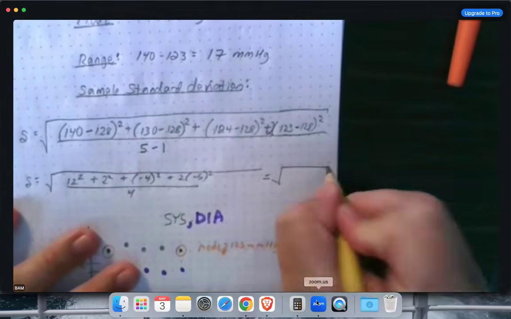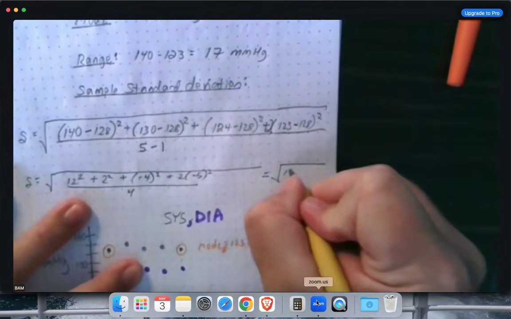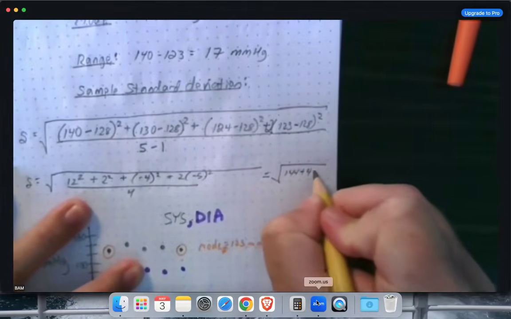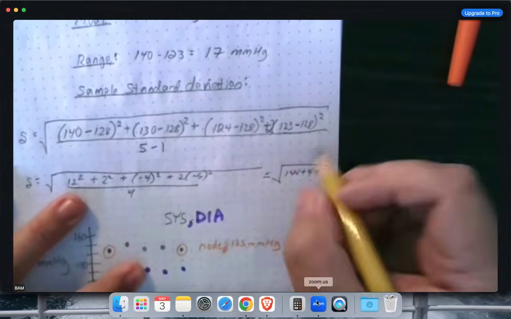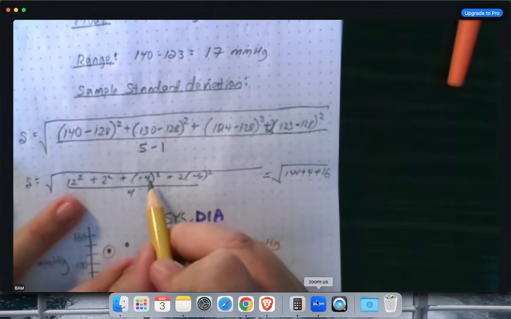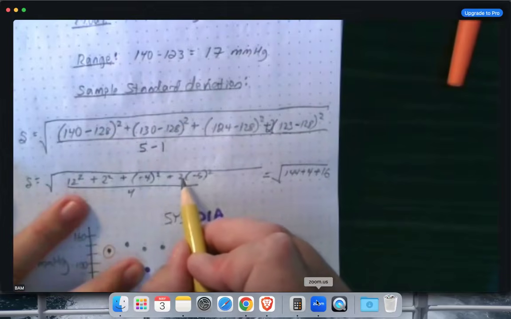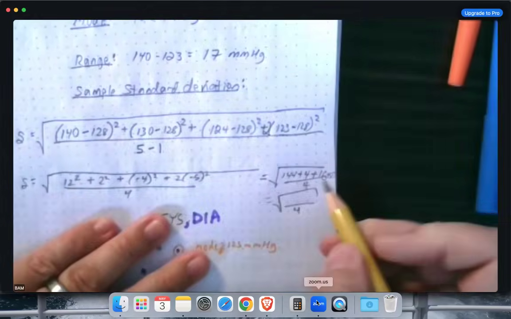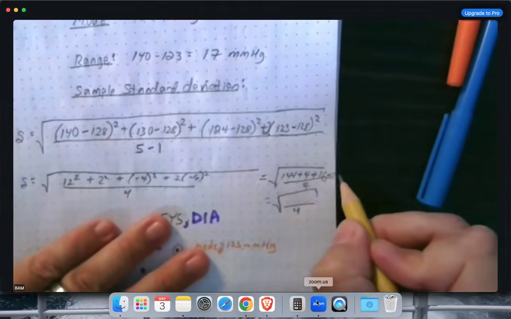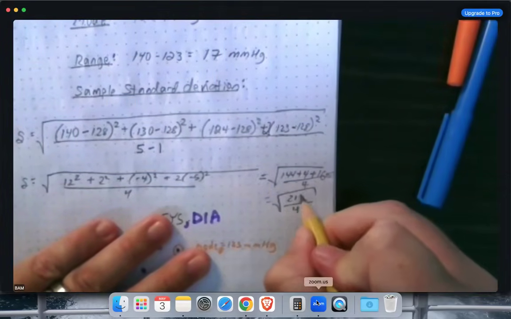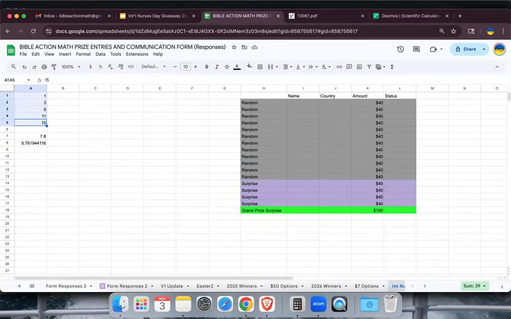And then 144 plus 4. This is positive 16 because -4 squared is positive 16. And this is -5 times -5 is 25 times 2 is 50. And that's 148, 158, 164, 214 over 4. So we have 140, 130, 124, 123, 123. But I think that it pretty much explains what needs to be done.